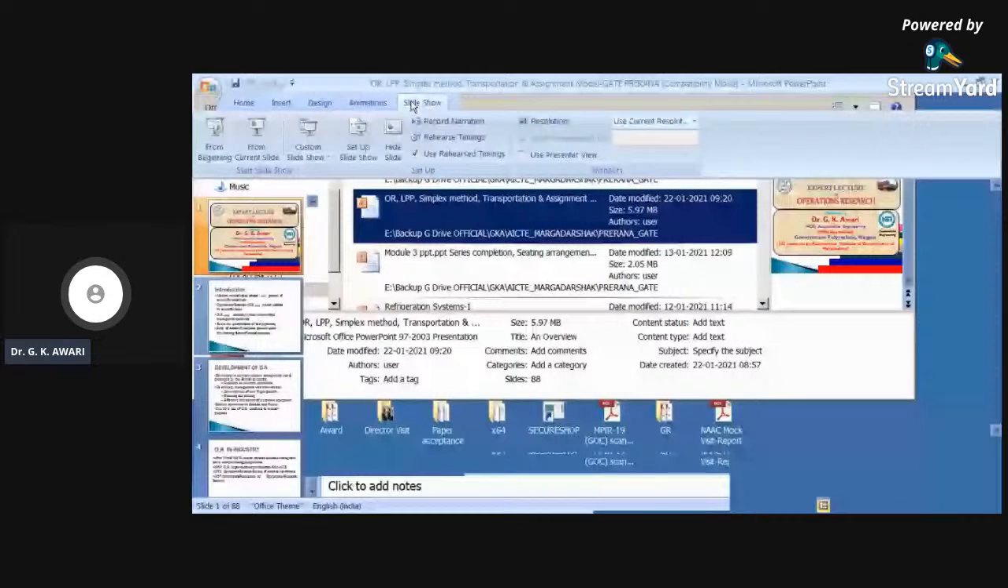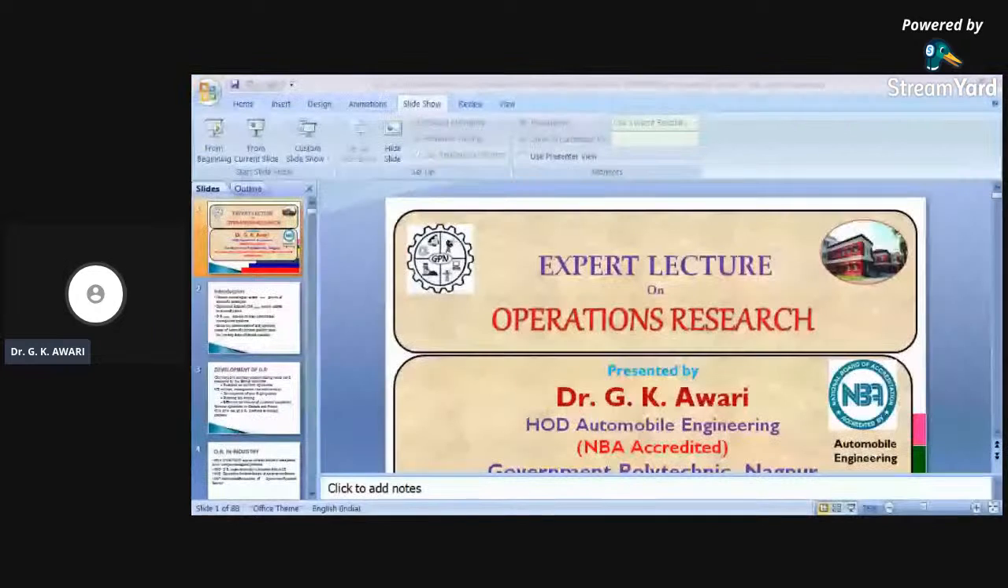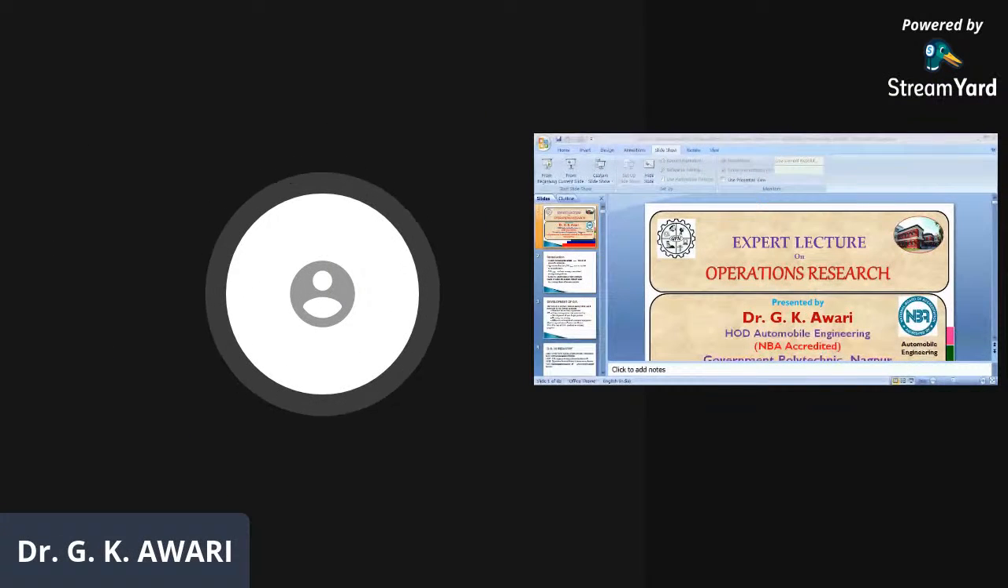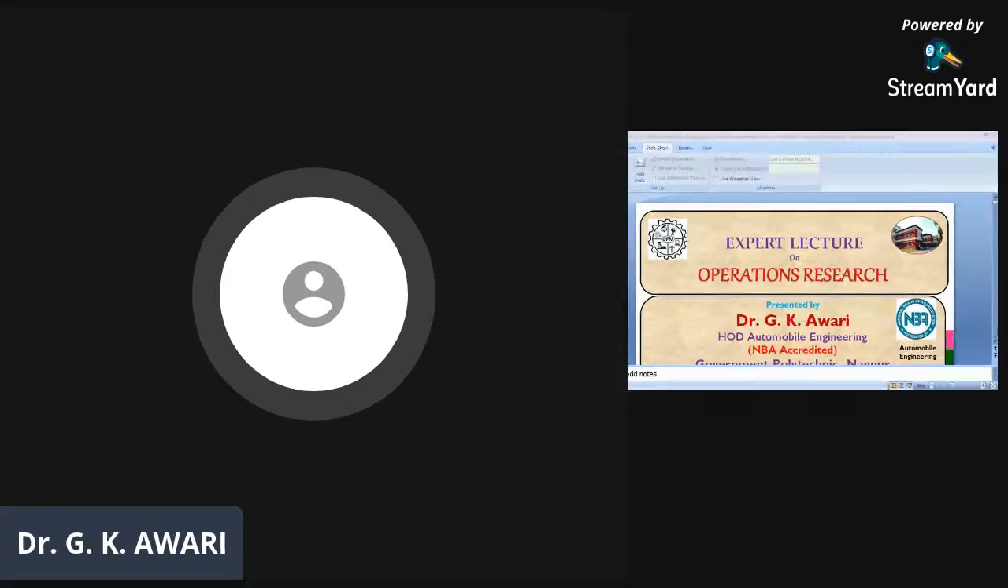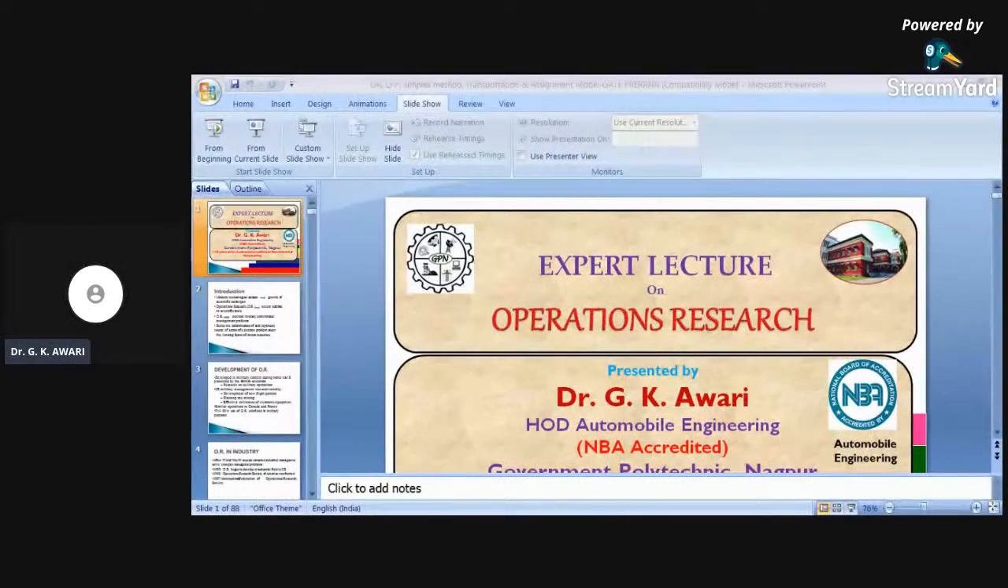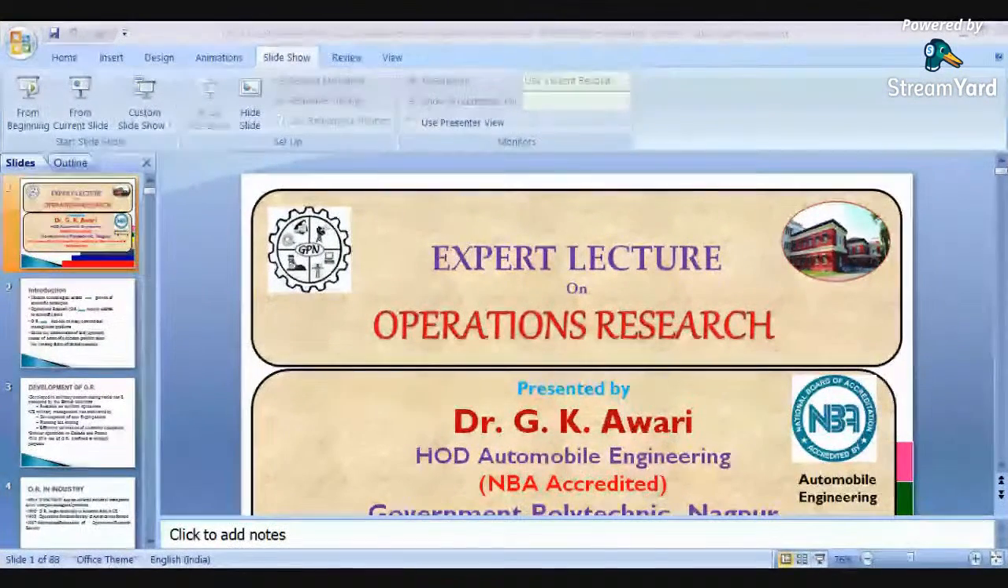So today we will talk about operation research. The topics which I am going to cover today are the introduction of operation research, then the simplex method, and then the transportation model and the assignment model. So it will be around a 2 hour lecture, which will be focused particularly on the operation research part of it.